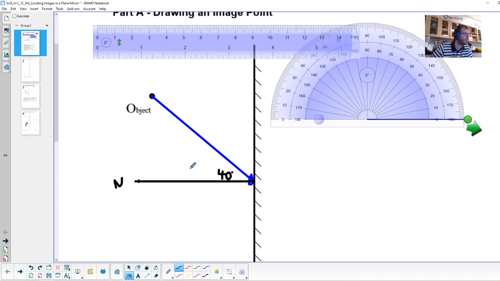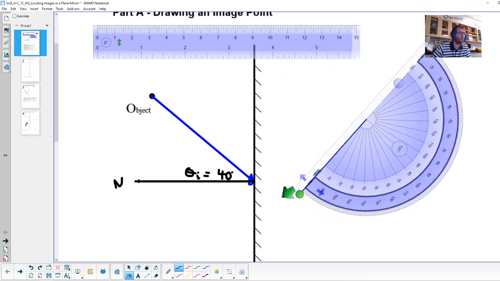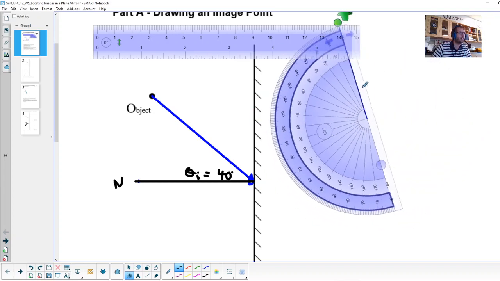And that's my angle of incidence is equal to 40. So now that I have that information, I know that the ray is coming down here, and it's going to come off at 40 degrees and off the mirror as expected here. But we're not just guesstimating it here. We need to actually measure that.